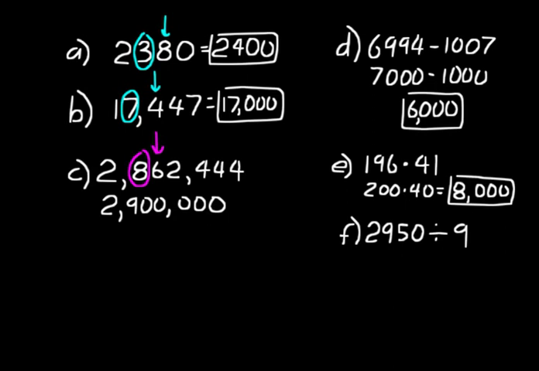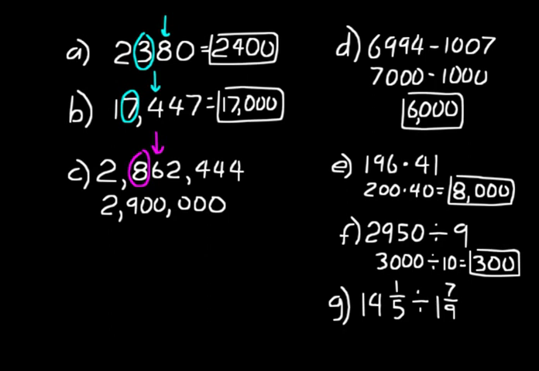Look at F. 2950 divided by 9. We'll just do 3,000 divided by 10. That's 300. That's your estimate to the answer for that problem. So when you estimate, you're usually just rounding to the highest place value for each particular number in the problem, and that's a quick, easy way to calculate an estimate for the answer and give you confidence when you do the actual math to see if you got close or not, see if you got the answer right.